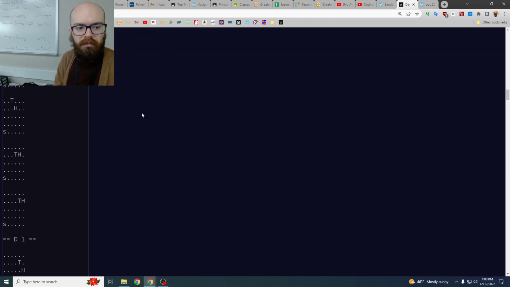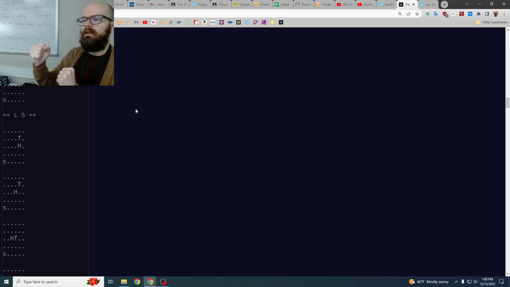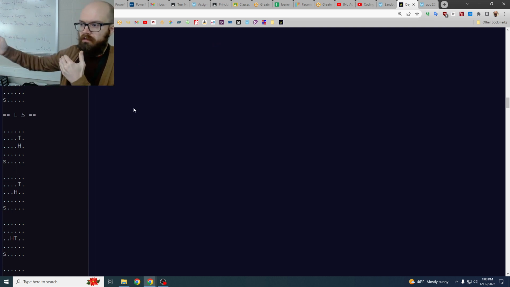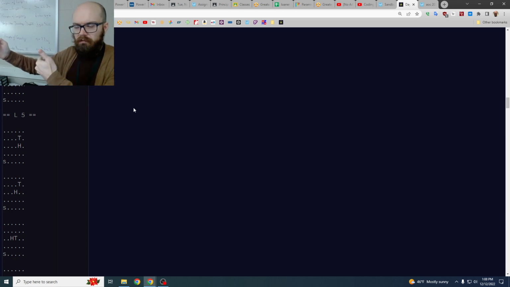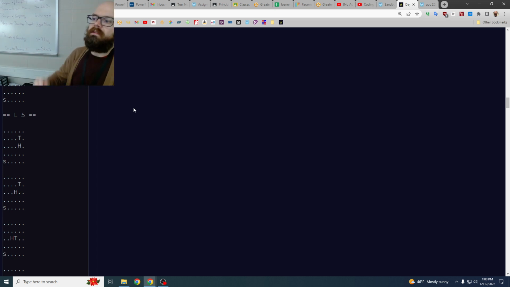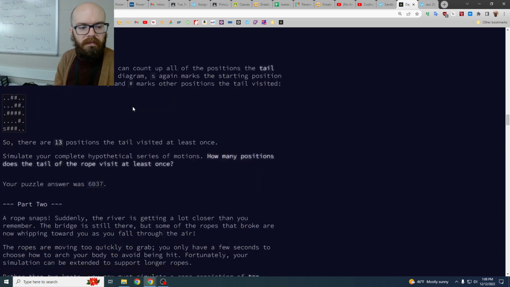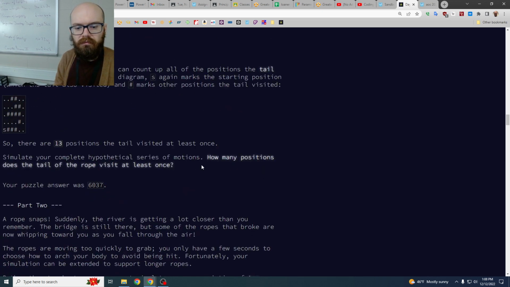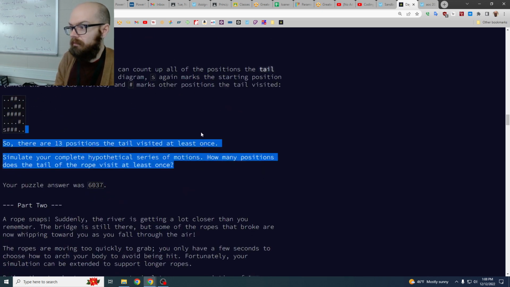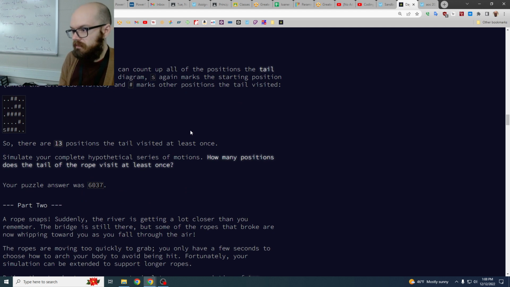The rules are if it's overlapping or 1 away, don't worry about it. If it's 2 or more in a straight direction, we move in that direction. If it's diagonal, then we move 1 diagonal, but only 1. So this is asking us where has the tail been. So for that I used a set because we don't care if it goes back to the same place again, just that that place was already in the set so nothing happens.